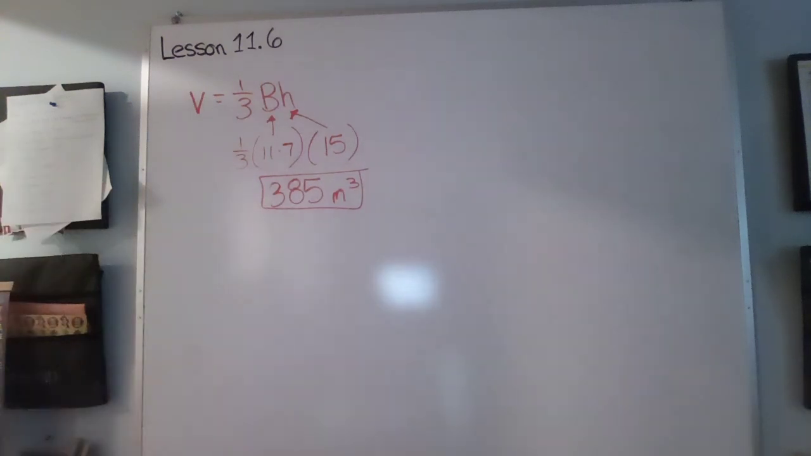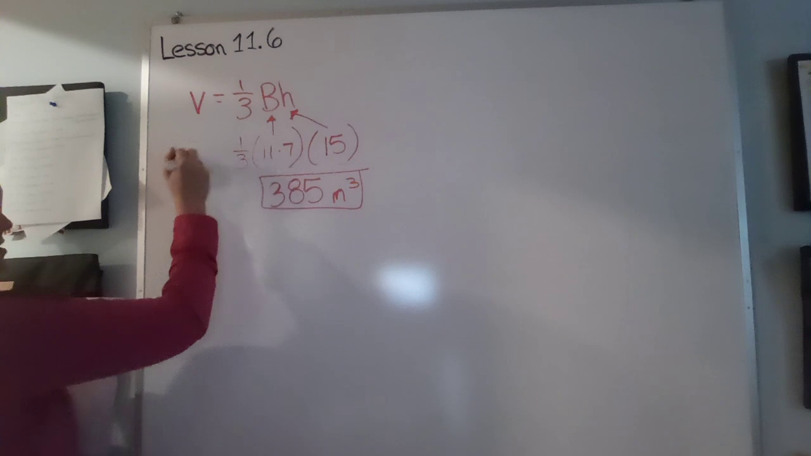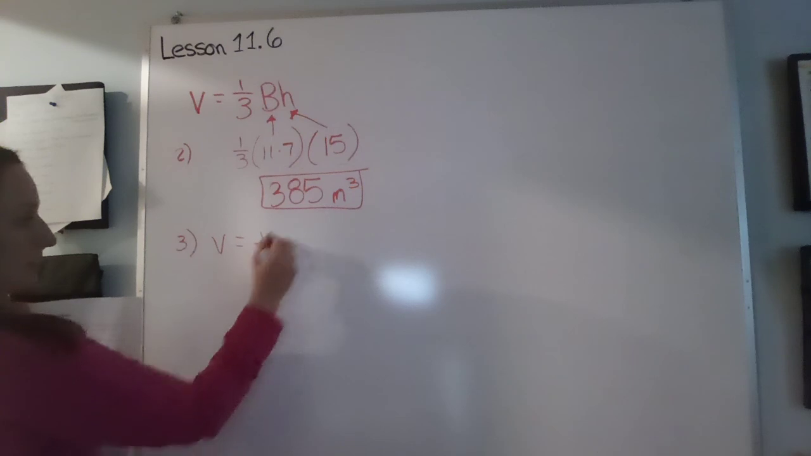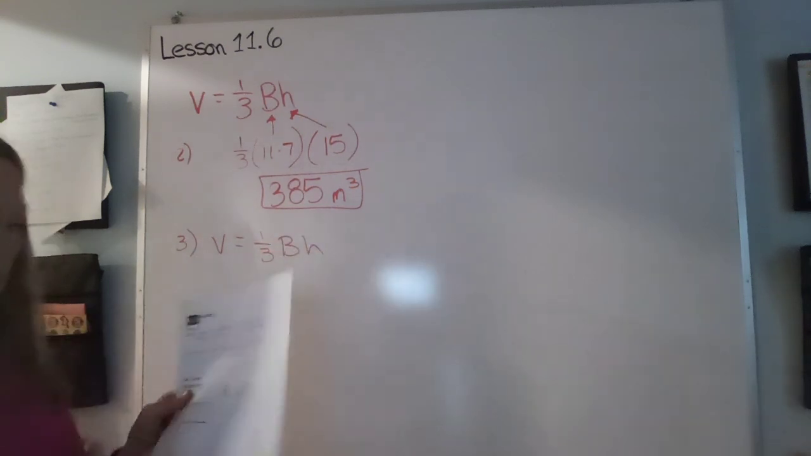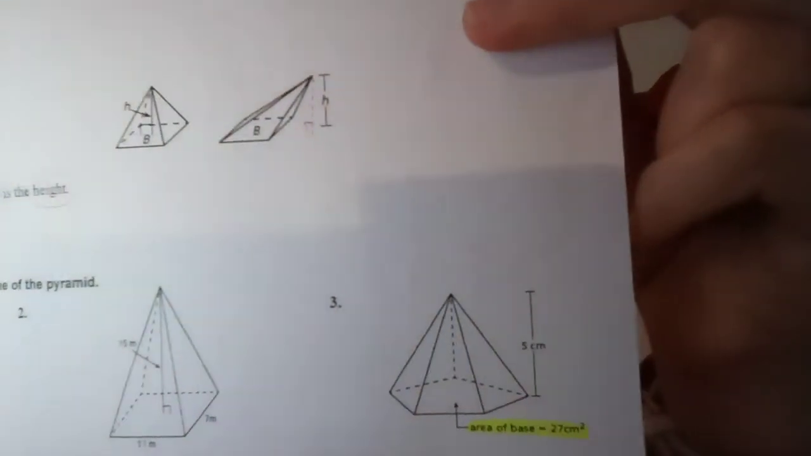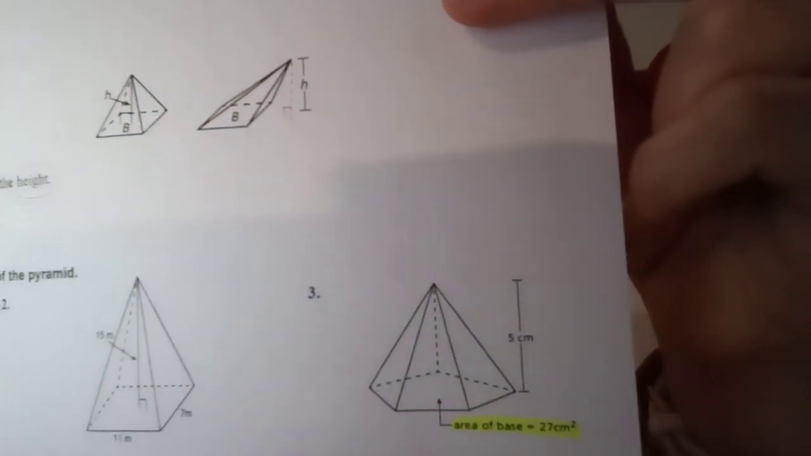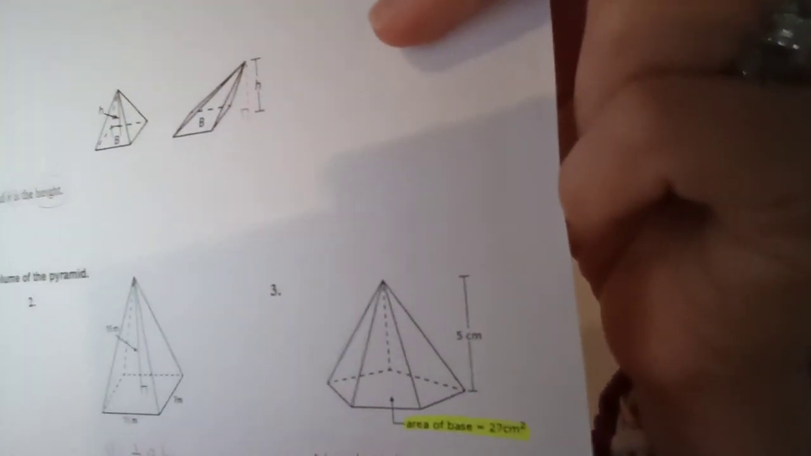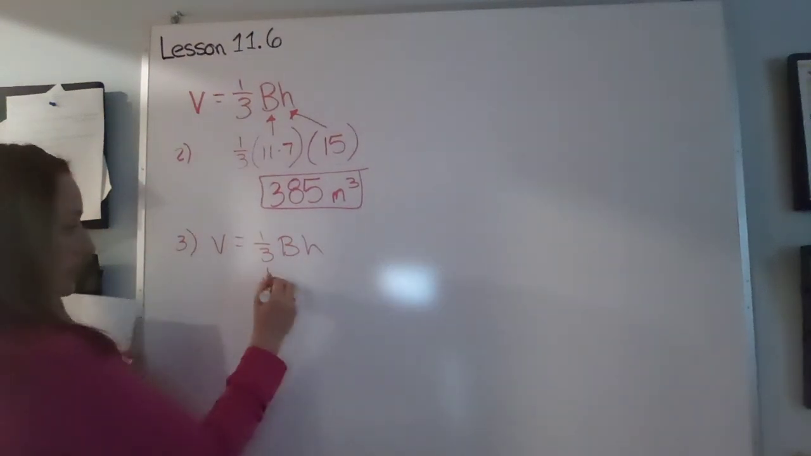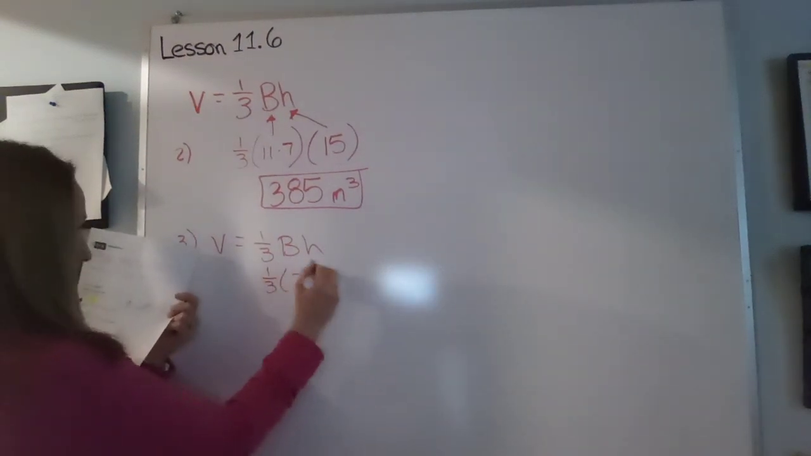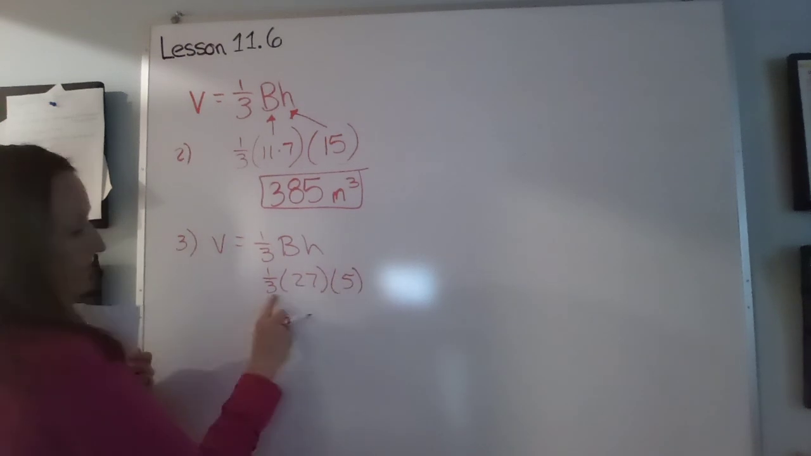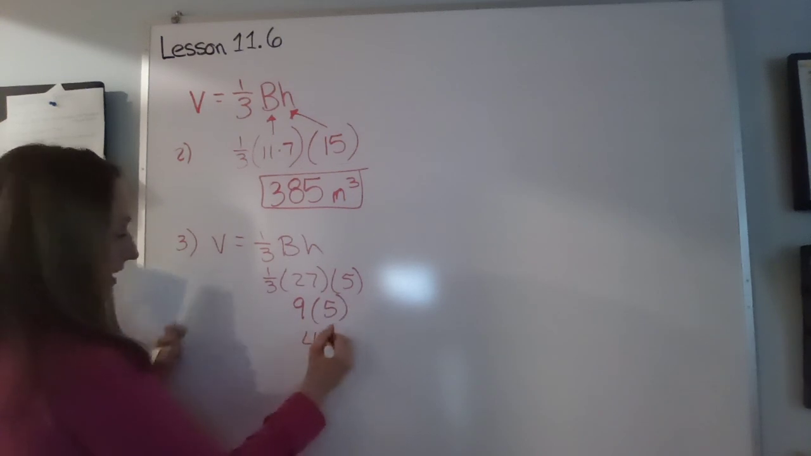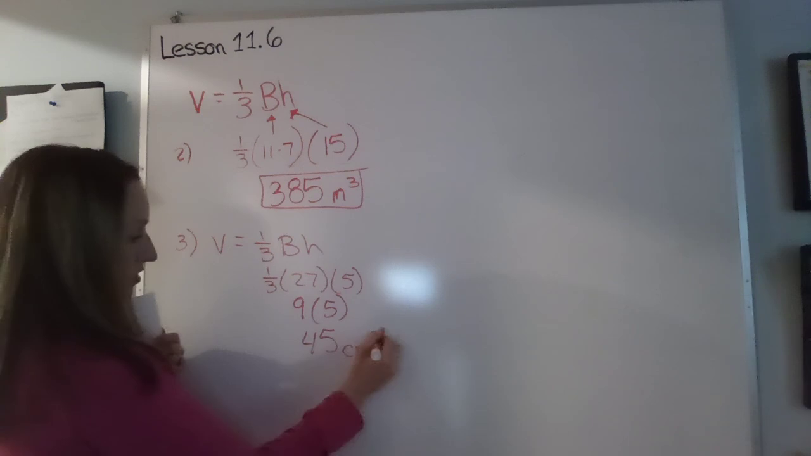For problem number 3, we're again going to use 1/3 times the area of the base times the height. What is the shape of the base this time? It's a pentagon, and the area is already given to you. The area of the base is 27, and the height is 5. So you just have to fill that one in. That one's an easy one. 1/3 times 27 times 5. 1/3 times 27 is 9, and 9 times 5 is 45 centimeters cubed.